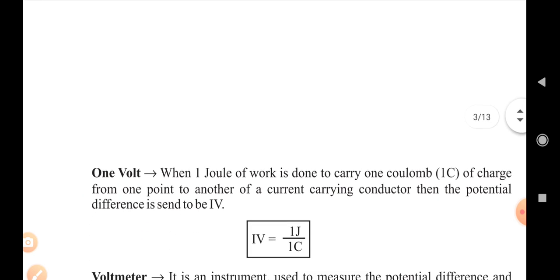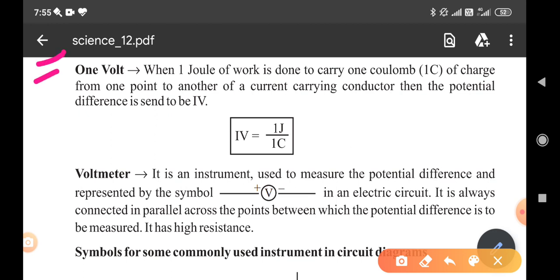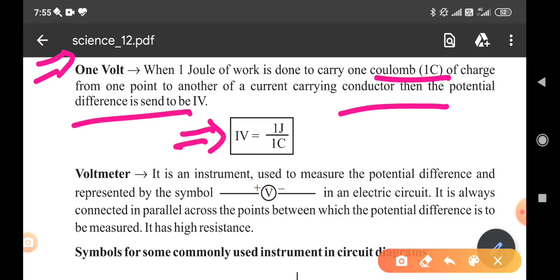Now, let us come to know about 1 volt. When 1 joule of work is done to carry 1 coulomb of charge from one point to another of a current carrying conductor, then the potential difference is said to be 1 volt. As we know, potential difference equals work done by charge. So 1 volt equals 1 joule of work by 1 coulomb. After solving, 1 volt equals 1 joule per coulomb.